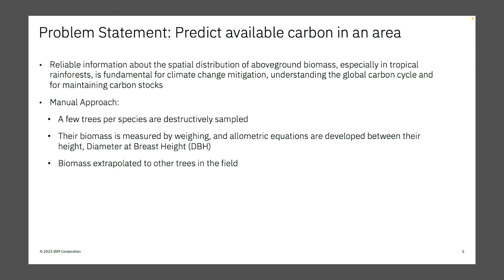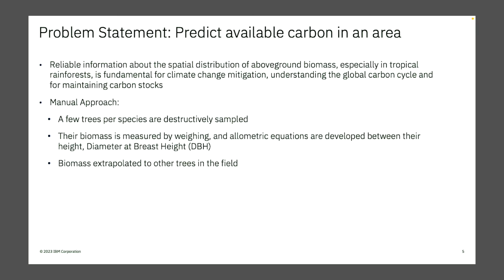And then that's the mass, and from that you can convert it to carbon, because like 0.45 or 0.5% of the biomass, above ground biomass, is the actual carbon. So then when they do these samples, they take those samples and extrapolate them to other trees in the field. Okay, so that's how they calculate the biomass.